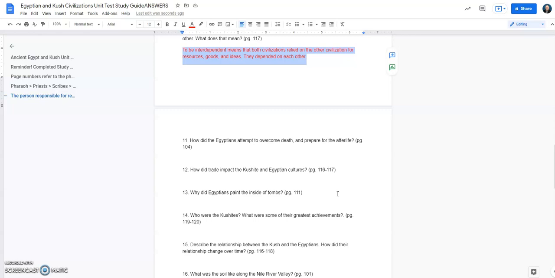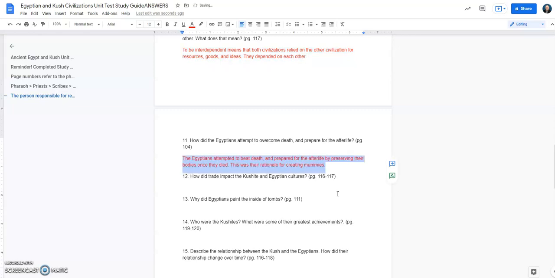11. How did the Egyptians attempt to overcome death and prepare for the afterlife? They did that in several ways. The first, they attempted to beat death by preparing for the afterlife, mainly by preserving their bodies, right? So we talked a lot about the mummies. They would create the mummies. That was a way to preserve your body so that your soul could still be connected to the body and still have the body in the afterlife. So that was how they attempted to overcome death, is they thought they would live forever in the afterlife. And if you're going to live forever, you're going to need your body. So they would preserve their bodies, and that's why you would get the mummies.